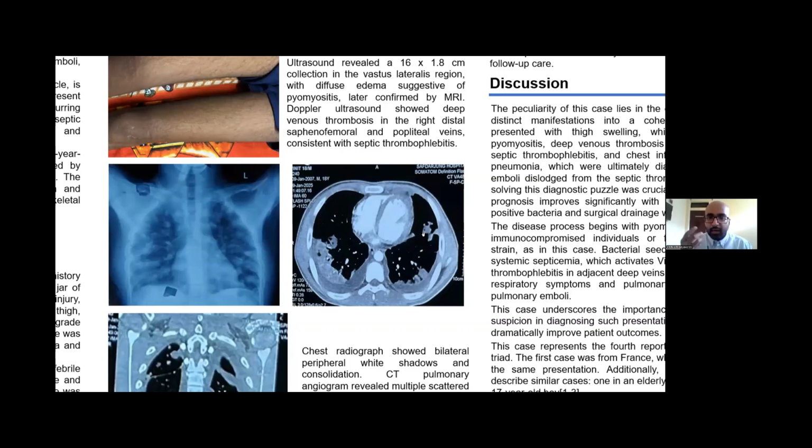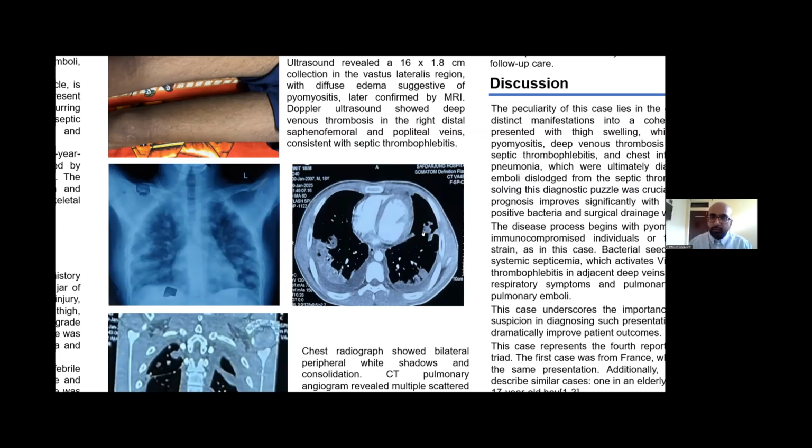So this patient had pyomyositis, and this infection and inflammation incites Virchow's triad in his leg vessels. The veins that were involved in him were the saphenofemoral vein and popliteal vein. And that was actually not DVT, but septic thrombophlebitis. This septic thrombophlebitis was basically spitting out small septic emboli to his pulmonary circulation, and that landed up as septic pulmonary emboli. So this constituted the triad of reverse Lemierre syndrome.